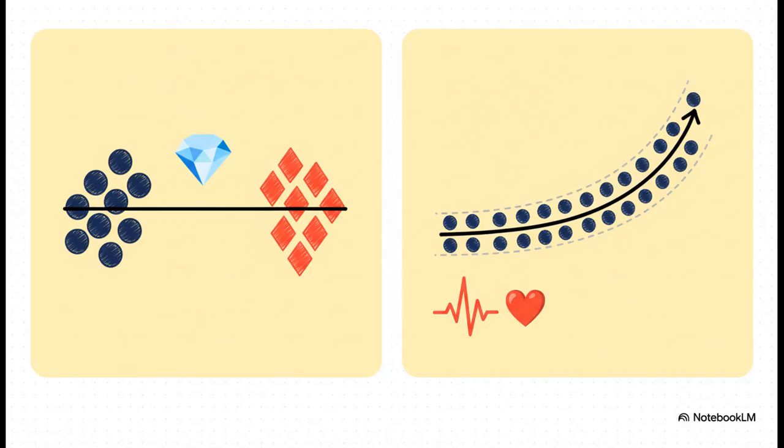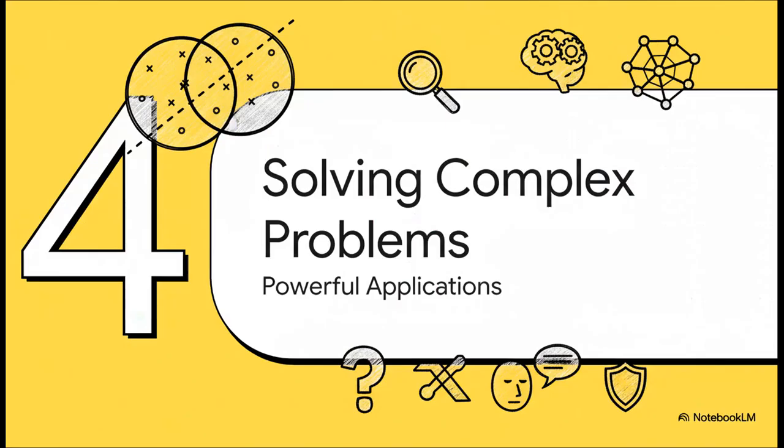And what's so cool is that this whole way of thinking, this margin-based approach, is incredibly versatile. So far, we've been talking about support vector classification, or SVC, which is all about separating categories, like our circles and diamonds. But you can adapt the exact same logic for something called support vector regression, or SVR. Instead of separating groups, SVR uses that margin idea to predict a specific number, like the price of a house or the temperature tomorrow.